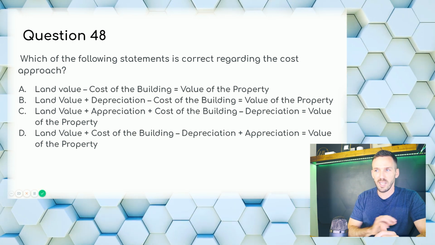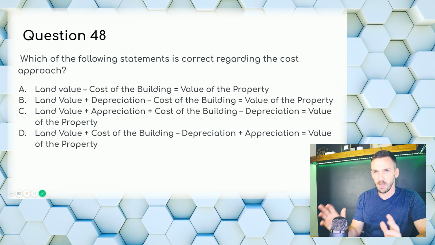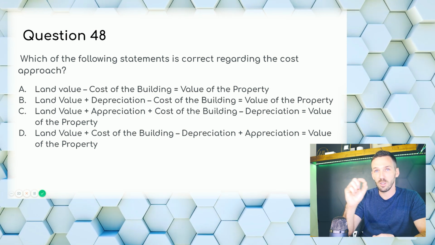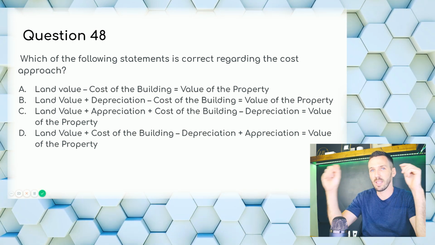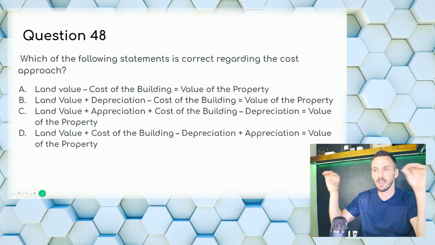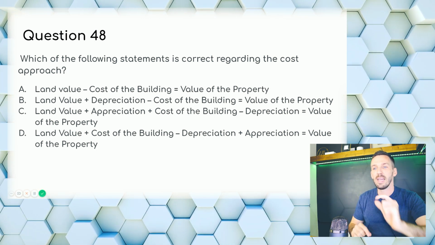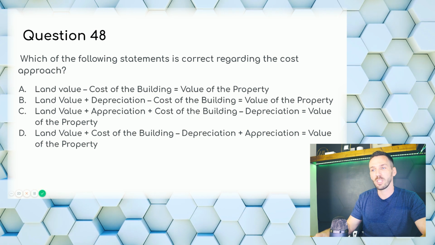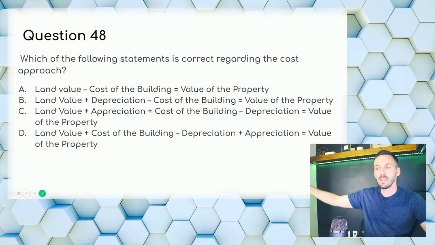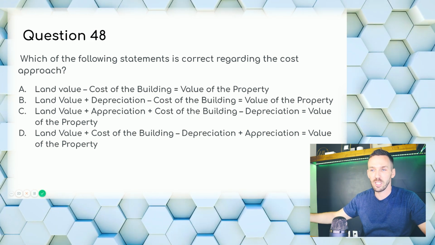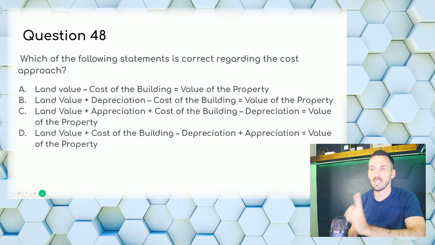So these answers should really have parentheses around or some separation here. First, you get the land value, then you get the building value. It's two separate equations here. It is land plus appreciation, and then the building minus its depreciation. Answer here is C.